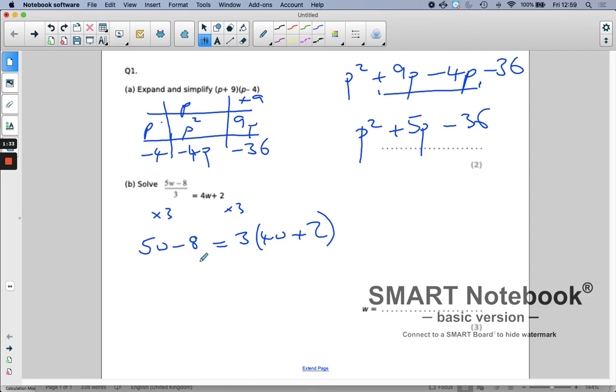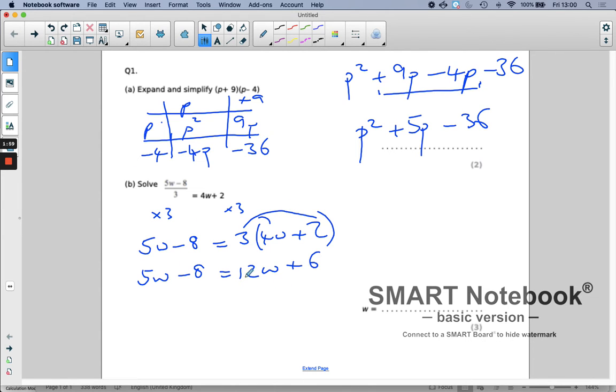Now I need to make sure that I then expand my brackets. Okay, so the brackets at the moment are the next thing that's stopping me being able to solve this. 5w minus 8 equals, that should be 3 times by 4w, which is 12w. 3 times 2 then is 6. Okay, so I've done multiply there and multiply there.